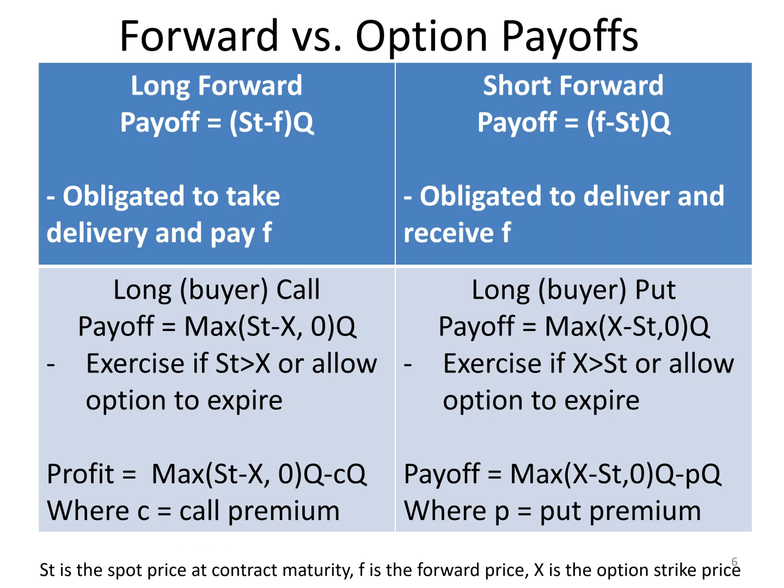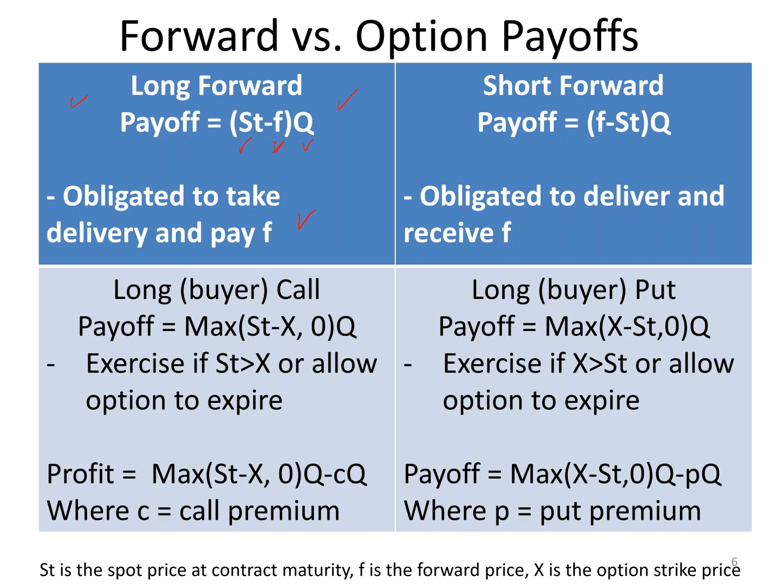Let's talk about the payoffs and profits of options and compare that to forward contracts, which is the topic we just finished. So we talked about a long forward. A long forward is simply a contract to buy an asset in the future in which you agree to pay the forward price, and we say that the payoff for the owner, the long party or the buyer of that forward contract, is whatever the spot price of the asset is at maturity minus the forward price times the quantity specified in the contract. And that long party is obligated to take delivery and pay the forward price.